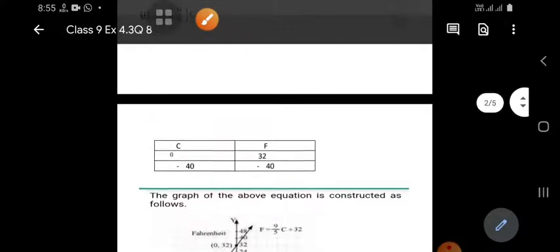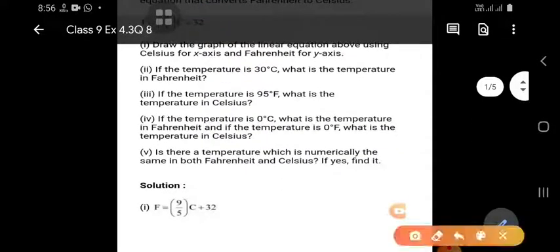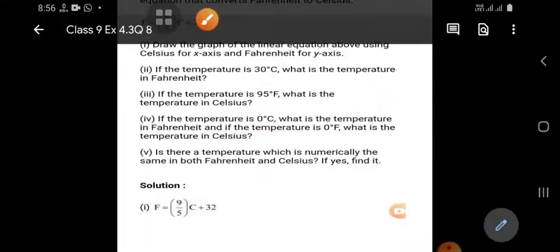Now we see question number 3. Look at here, question number 3. If the temperature is 95 degrees Fahrenheit, what is the temperature in Celsius? That means F is given here, you have to find the C. The value of F is 95 degrees Fahrenheit. Let us come.